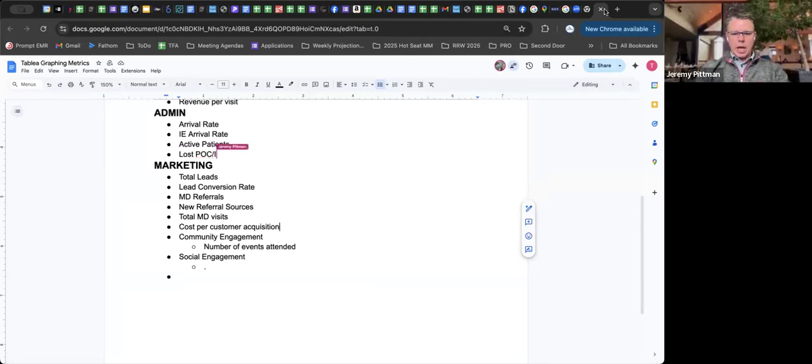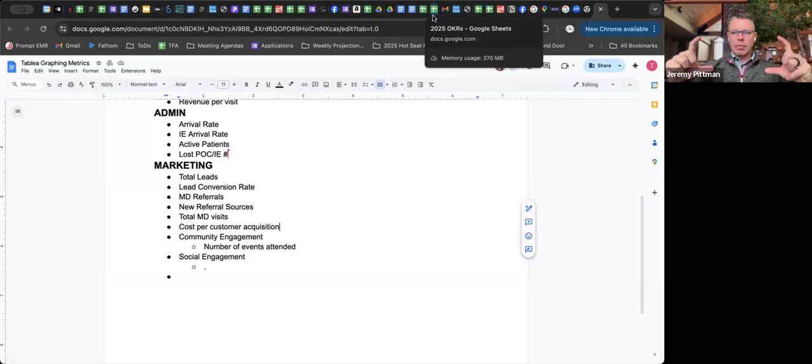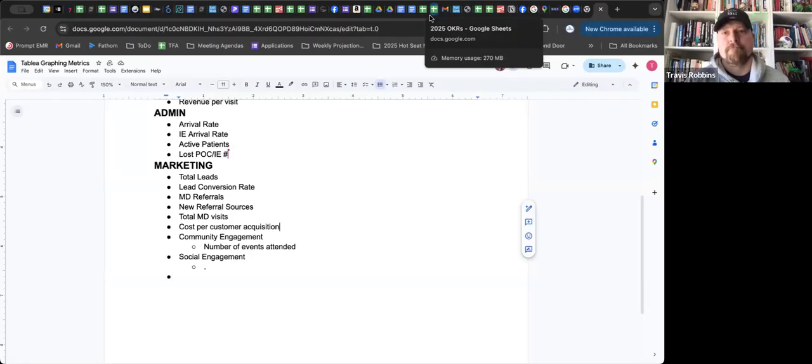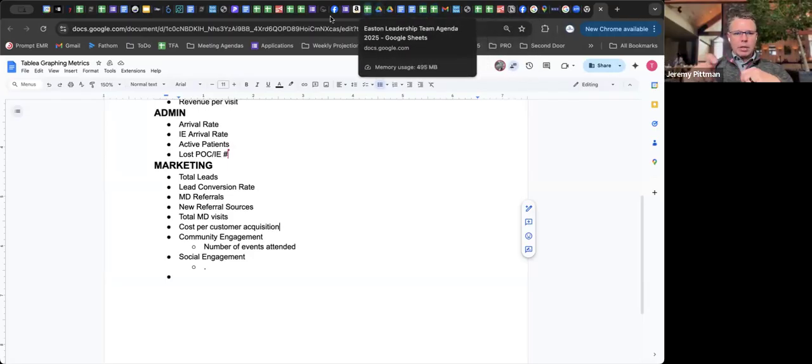So I'm just going to throw it in this document right here. That's a number we're going to track on a weekly basis: lost plan of care slash initial evaluation. Those are people that were on the schedule, but either canceled or no showed and did not get rescheduled. Right? Okay, awesome.